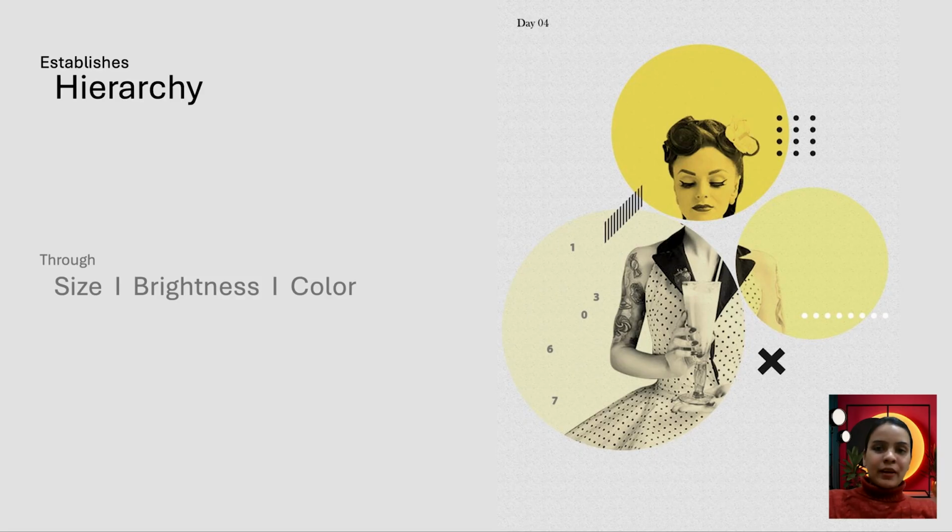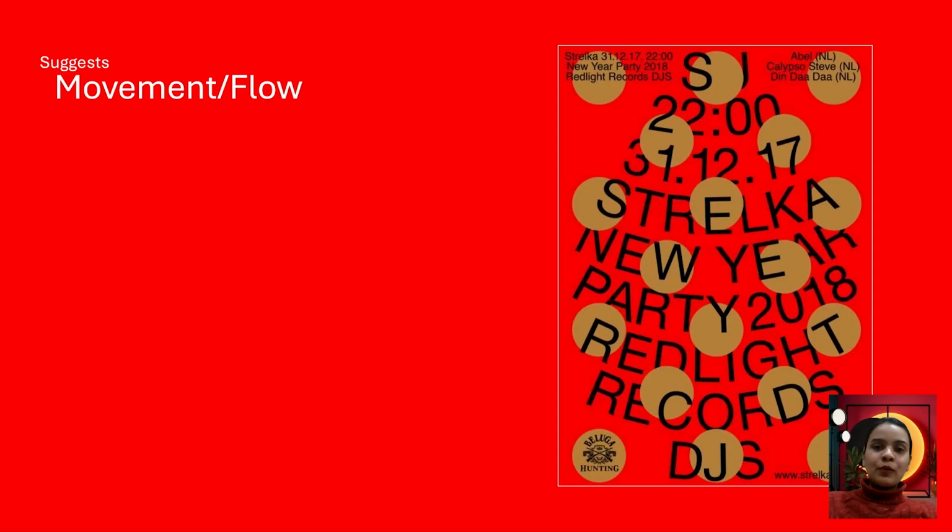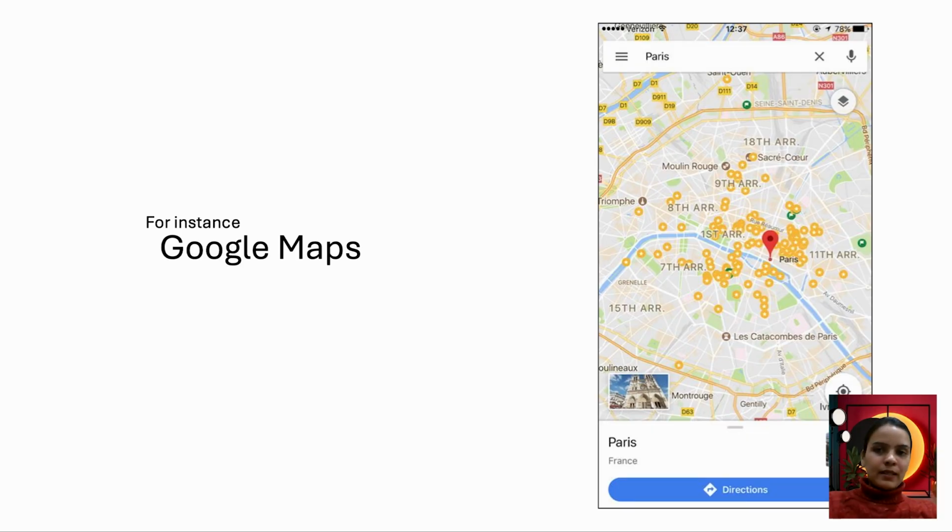It establishes hierarchy through size or brightness or color. Larger or brighter dots scream importance, smaller ones whisper. It suggests movement or flow when clustered and guide your audience like nothing else. Take Google Maps for instance. Clustered points are used to show nearby tourist places or hotspots.